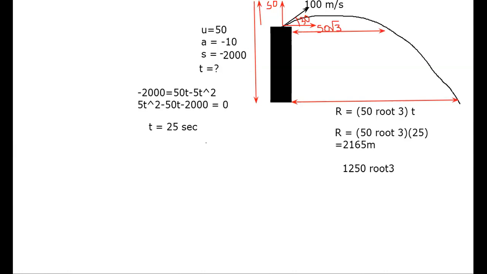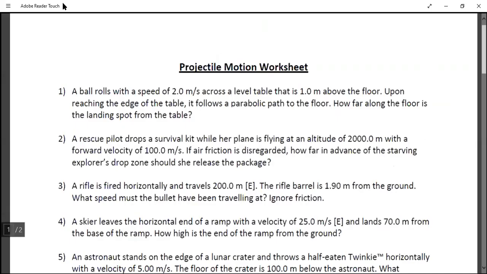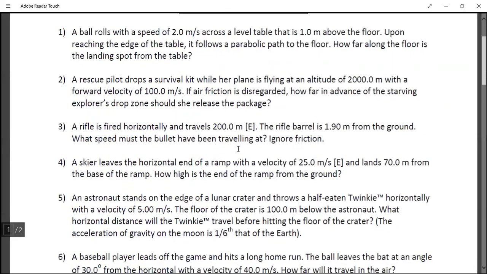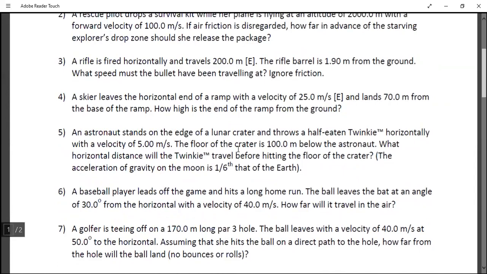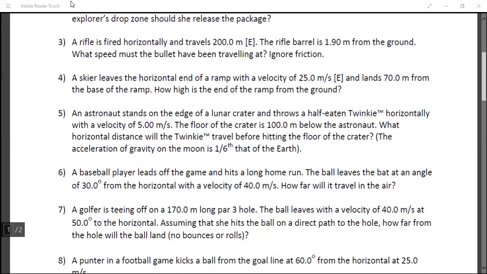Okay, sir. Yeah. Okay, chalo, I'm just giving the next question. Just try to add up some extra information to it. So we can just move to the third question now. Okay. So a rifle is fired horizontally, travels 200 meter east. The rifle barrel is 1.90 meter above the ground. What speed must the bullet have been traveling at? Ignore the friction.